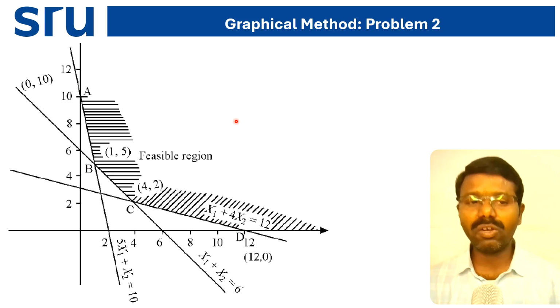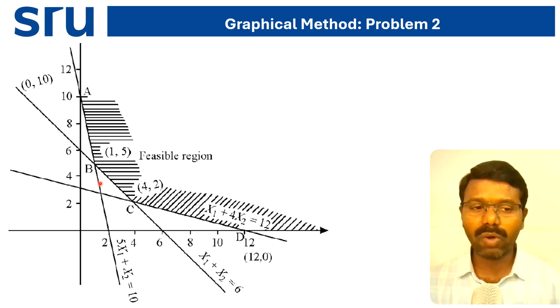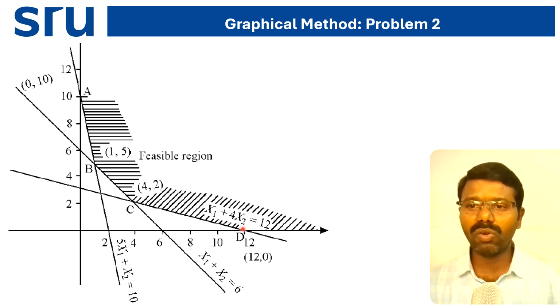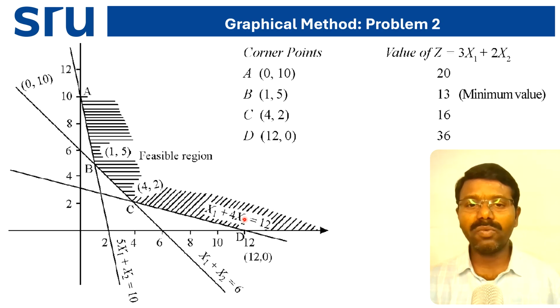Now we need to substitute these corner points, which are only four, into the equation Z. Z is equal to 3x1 + 2x2. If you substitute A, with x1 equal to 0 and x2 equal to 10, it becomes 20.